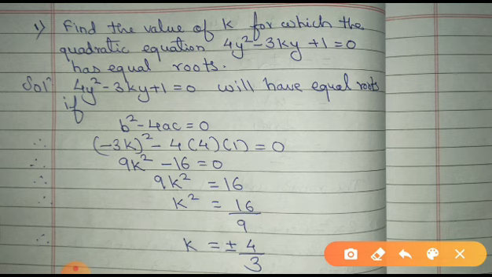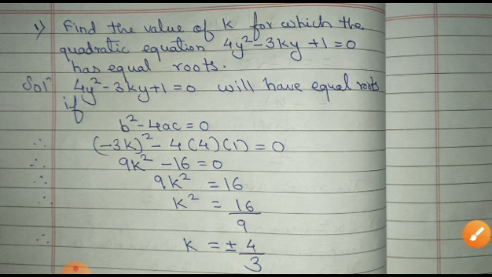I got k square as 16 by 9. Okay, that means my value of k will be what? It will be plus or minus 4 by 3. Clear? You have to write plus or minus, both you should write. Is that clear? So the value of k will be plus 4 by 3 or minus 4 by 3.